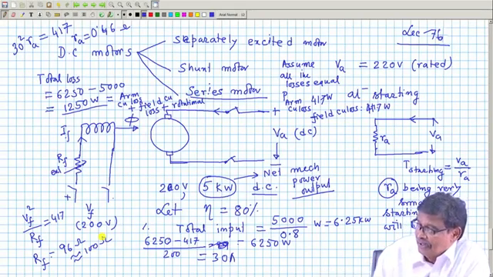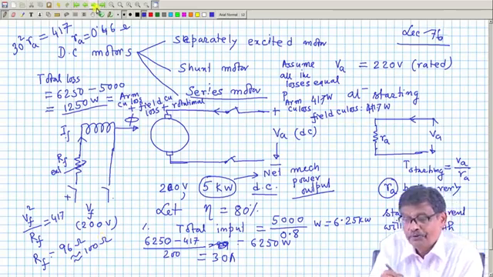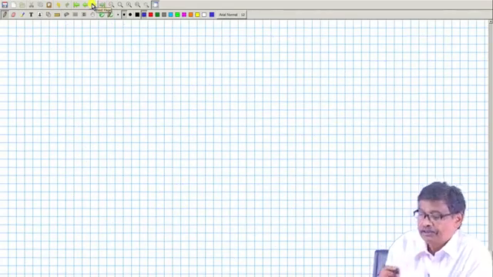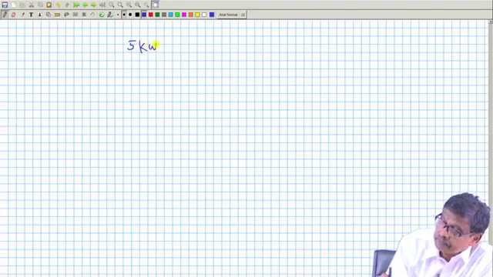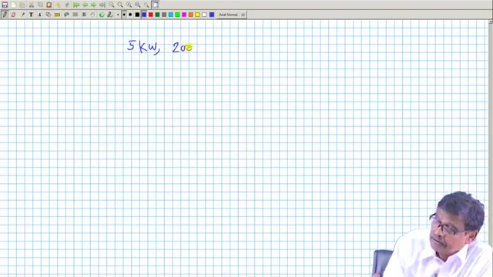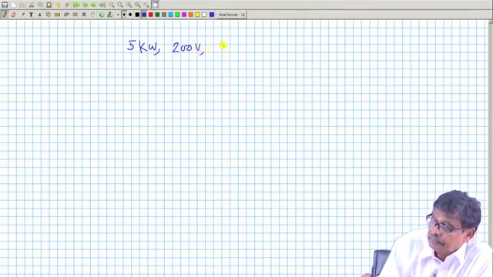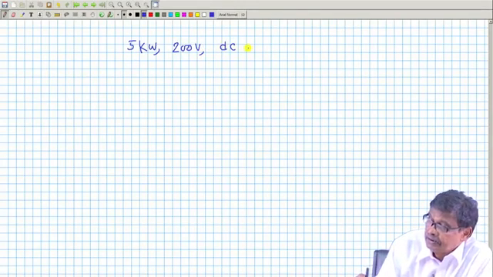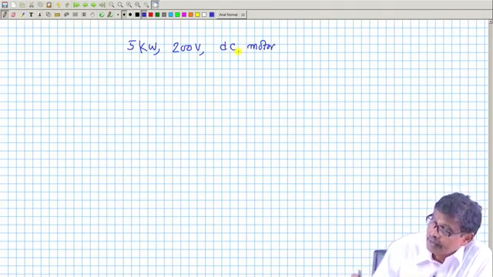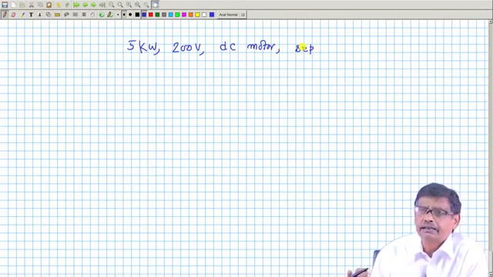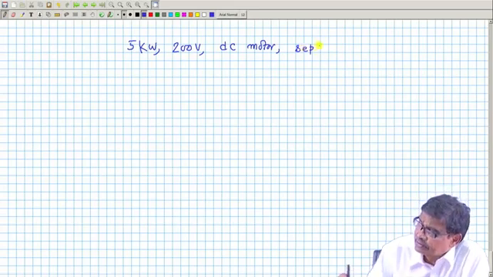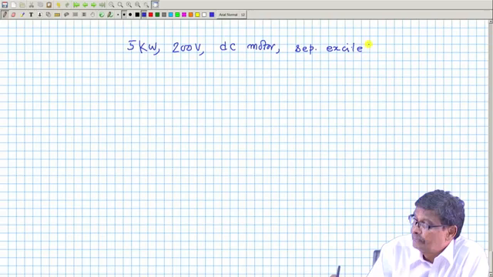Therefore, if I now come to the starting problem of a DC machine whose rating is 5 kilowatt, 200 volt DC motor, somebody writes, say, separately excited. A separately excited machine can be connected as a shunt machine, like a generator, separately excited motor.